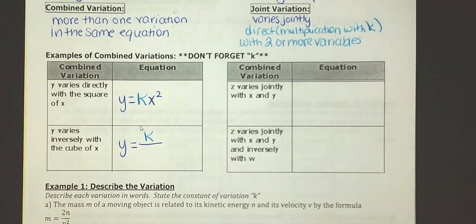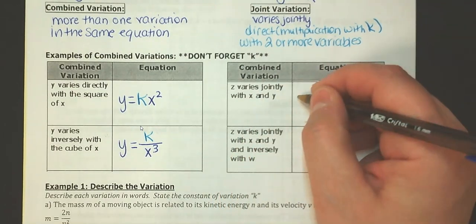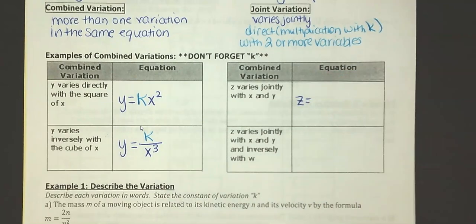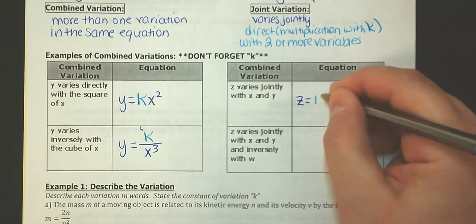X cubed? That's it. X to the third? That's it. So those are pretty similar to yesterday. These other two are a little bit more complicated. Okay, this one says z varies. So z equals. Now, right after that equal sign, I better be putting a k.